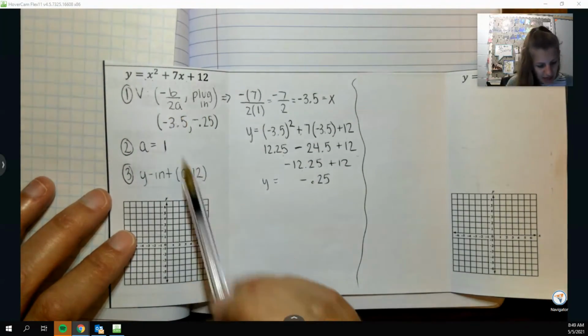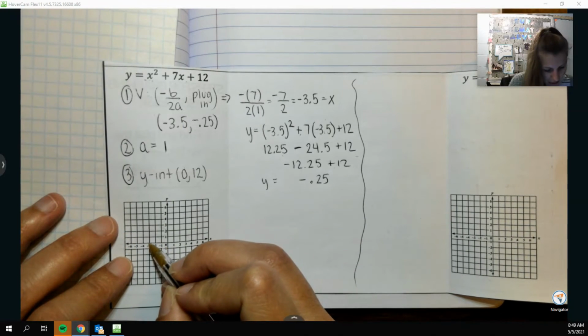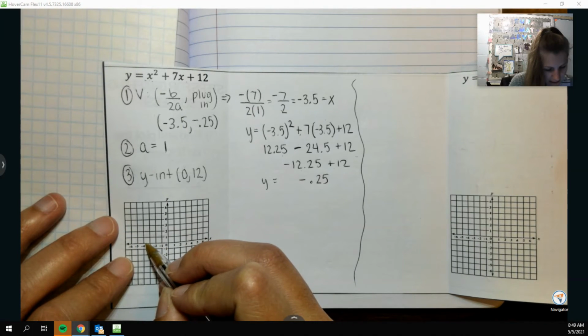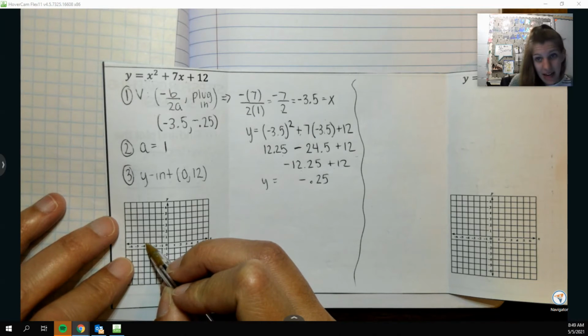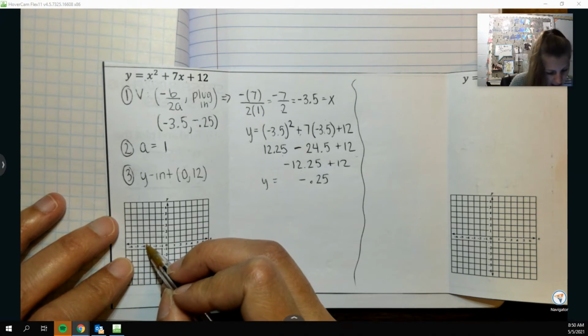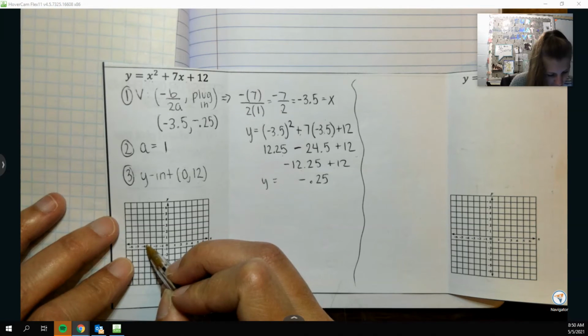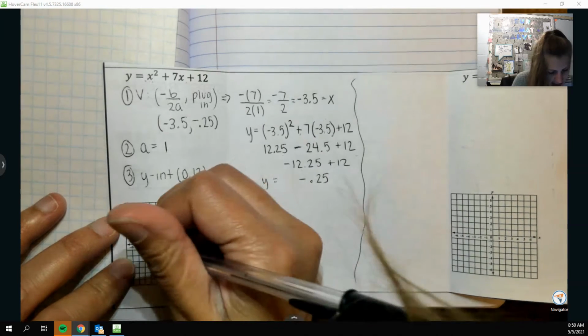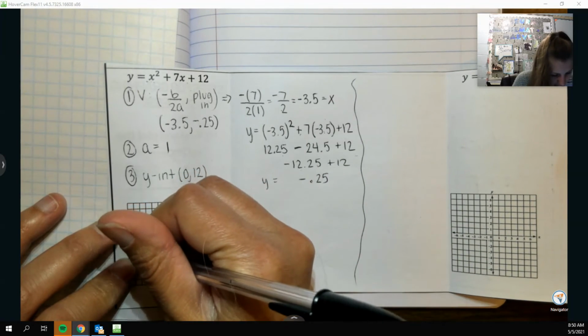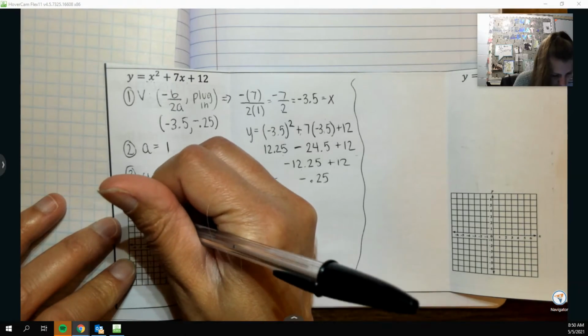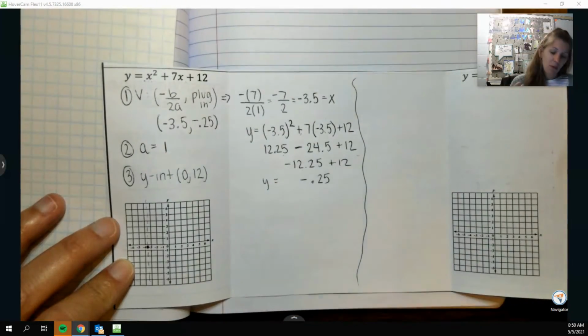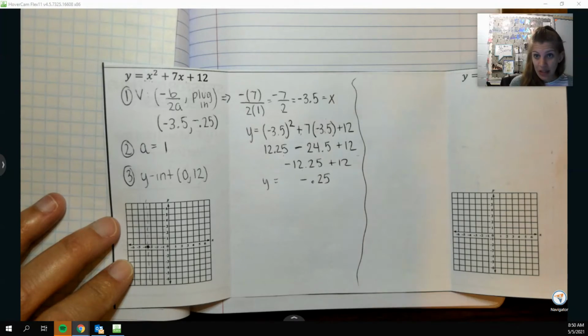Let's go plot our vertex. So we'll go to -3.5, and then comma -0.25, which is super small. It's not even 1, and it's not even half either. So I really just want to go right below that line. And then that is also where my axis of symmetry is, which can be helpful because then I can flip points over and get more points.